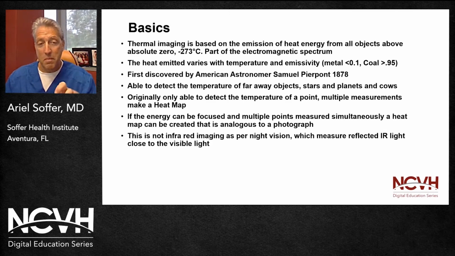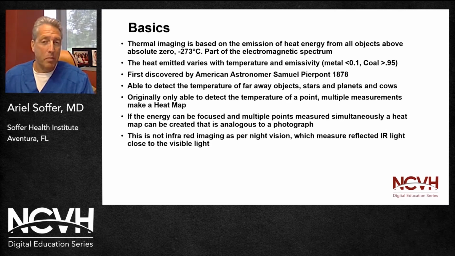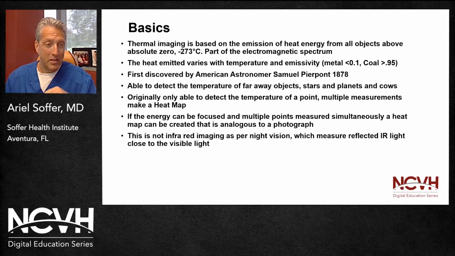The heat that's emitted varies with temperature and the emissivity. So there's two things that are involved in seeing heat emission, the temperature itself, as well as how well it's reflected off something, with one being an optimal number, and interestingly, the skin having about a 0.97 emissivity ratio. So emissivity is important. It was first discovered by an American astronomer in 1878 named Pierpoint, who was able to detect the temperature of faraway objects, such as stars and planets and cows in those days.